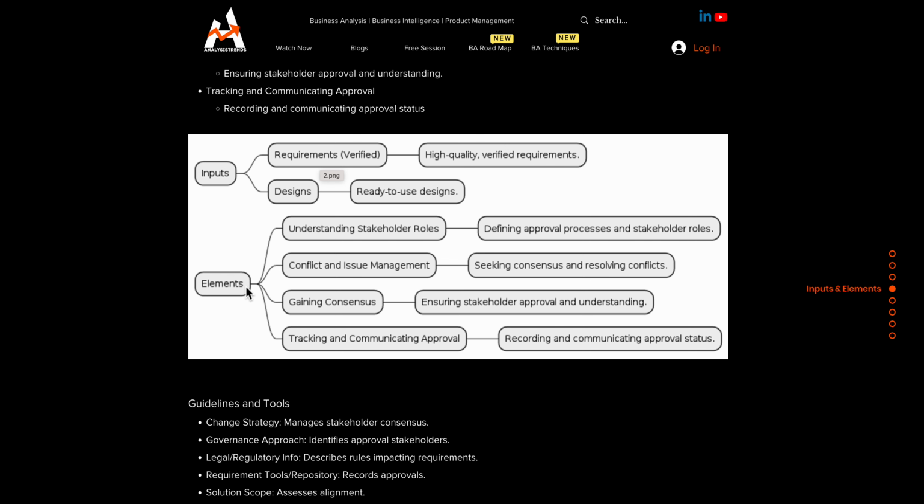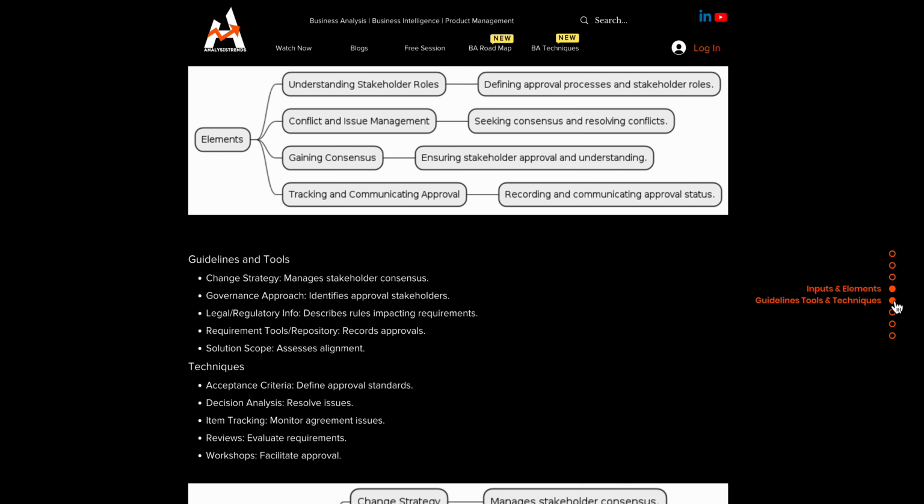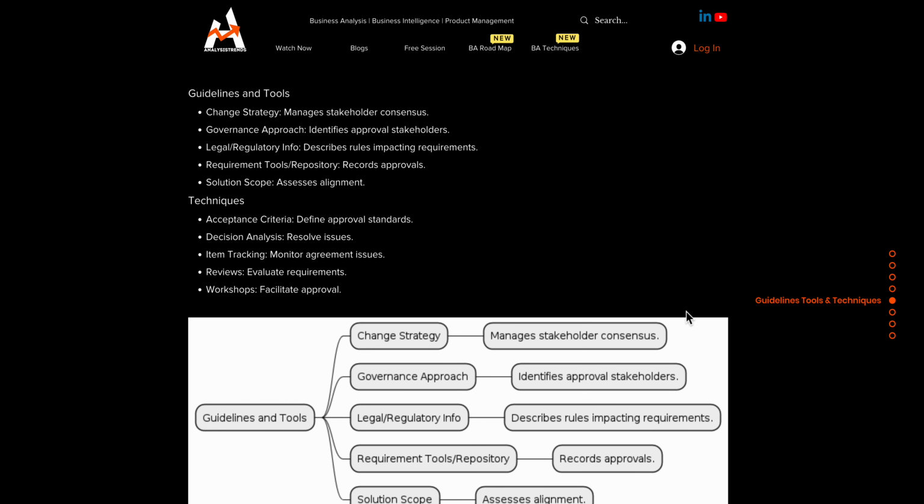Seeking consensus and resolving conflicts is a major challenge for a business analyst. Gaining consensus is very important, ensuring stakeholder approval and that stakeholders understand the requirement. Tracking and communicating approval: as soon as you get those requirements approved, recording and communicating approval status throughout the team is very important. Next, we are moving on to guidelines and tools and techniques.